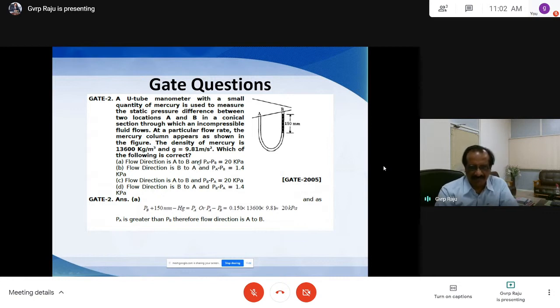A small difference here. So flow direction A to B, and straight away we can give 20. It seems we can think about that. We can give C, but a small change here. That is the expert way of setting of experts. So this PA minus PB, obviously as flow direction is A to B, the PA should be more than PB and its value is equal to 20. You may be calculating 20 correct, but if you give a C answer, that is wrong. The answer is only A.